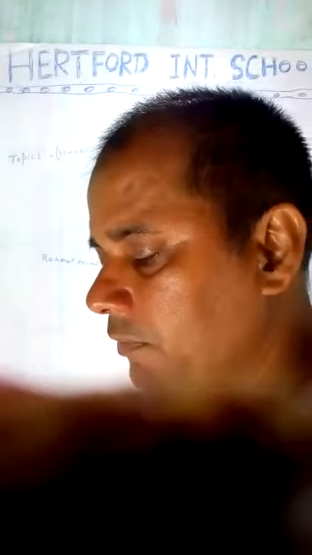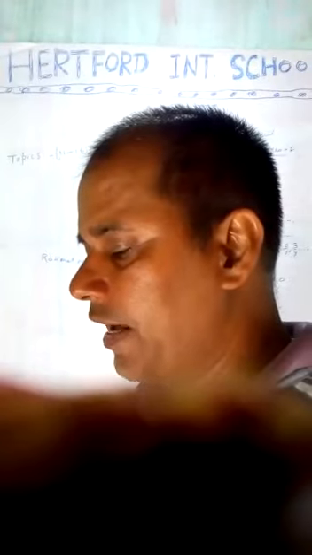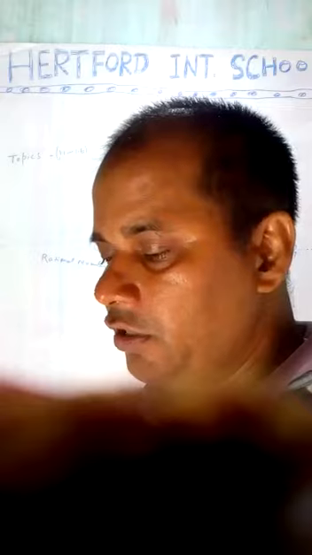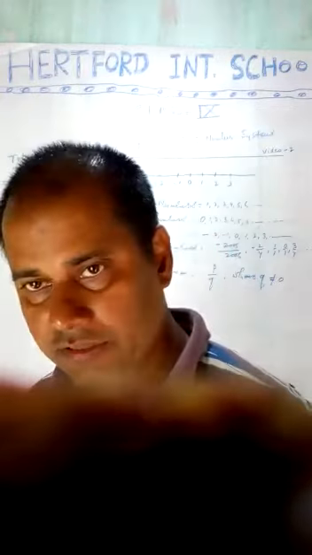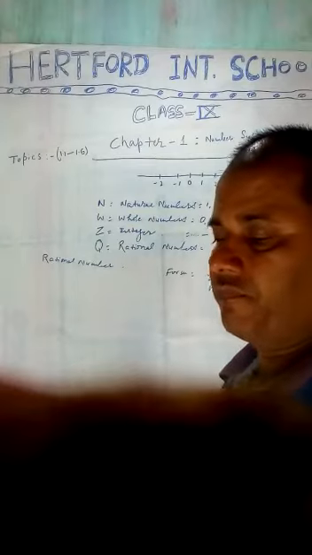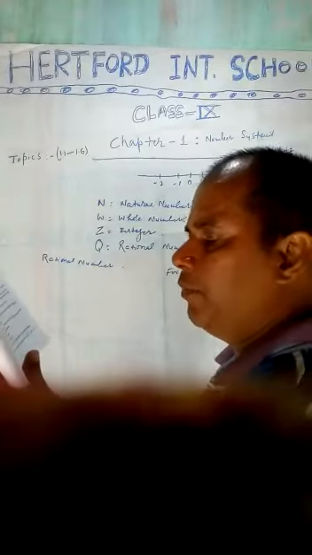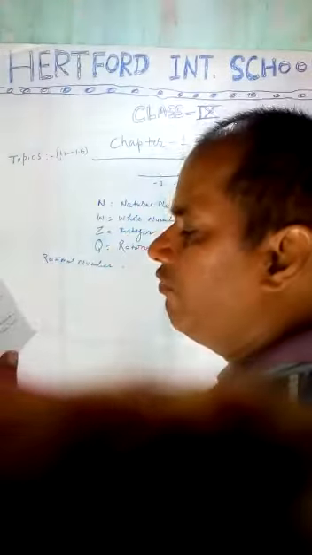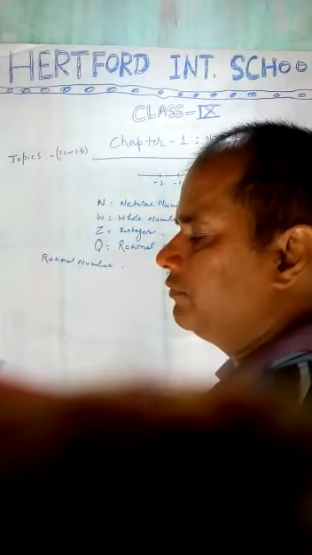Now let us solve some examples about the different types of numbers which you have studied in earlier classes. Example 1. Are the following statements true or false? Give reason for your answer.